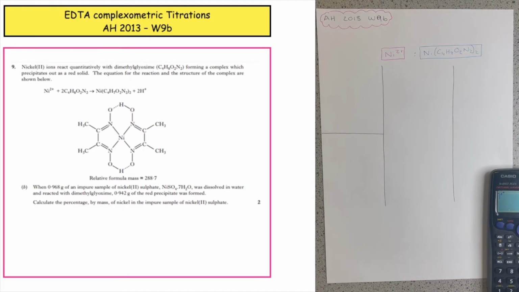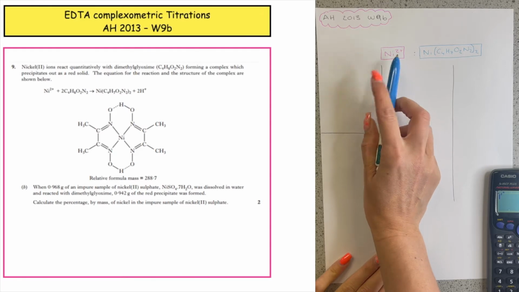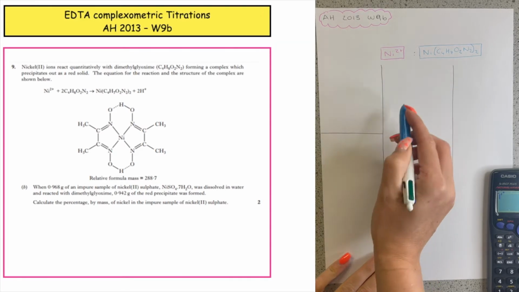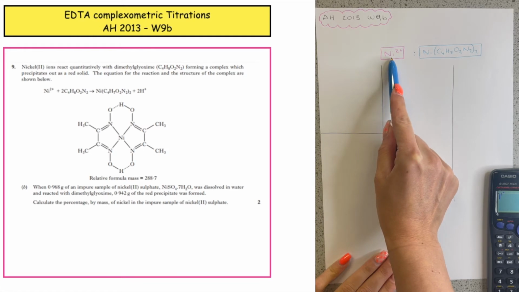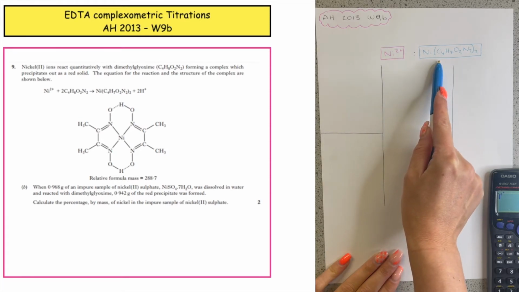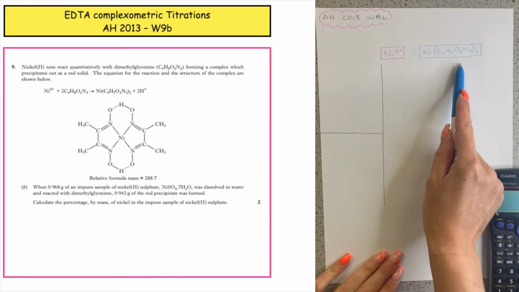This past paper question is from the Advanced Higher 2013, written 9B. The question asks us to calculate the percentage by mass of the nickel in the impure sample of nickel(II) sulfate. So what we have here is our nickel ion, which was found in our nickel(II) sulfate, and we have reacted it quantitatively with the dimethylglyoxime, and this is the transition metal complex that was formed. This is our precipitate.